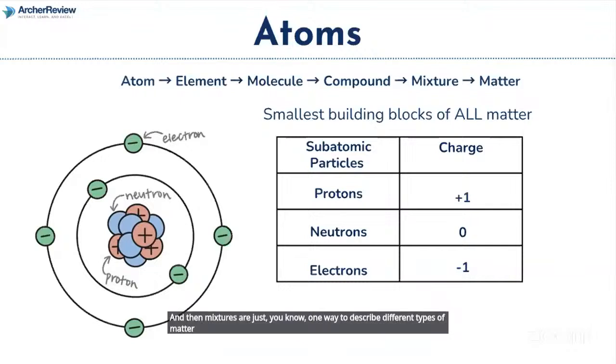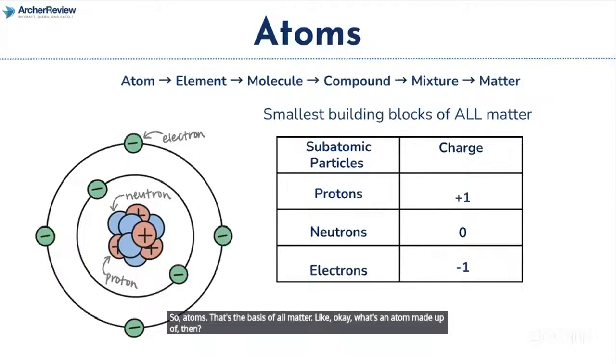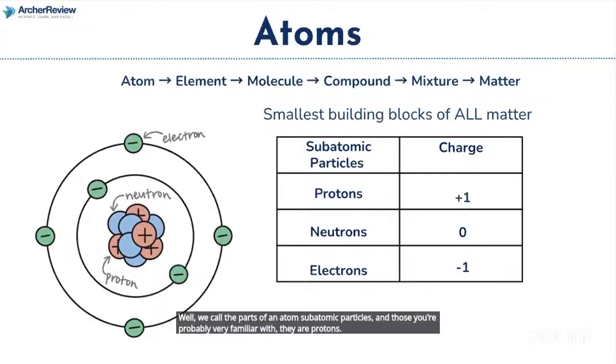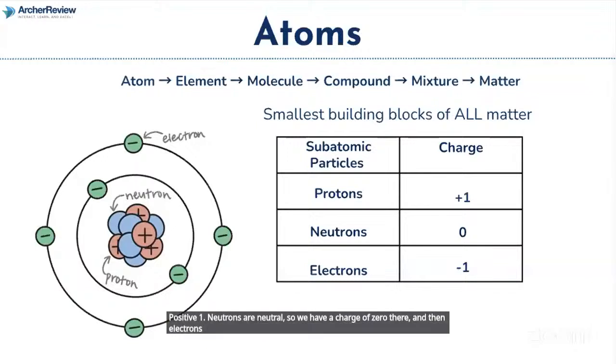So atoms make up all matter. Matter is everything in our universe. So that's the basis of all matter. Like, okay, what's an atom made up of then? Well, we call the parts of an atom subatomic particles, and those you're probably very familiar with. They are protons, neutrons, and electrons. Protons have a charge of +1. Neutrons are neutral, so we have a charge of 0 there. And then electrons have a charge of -1.